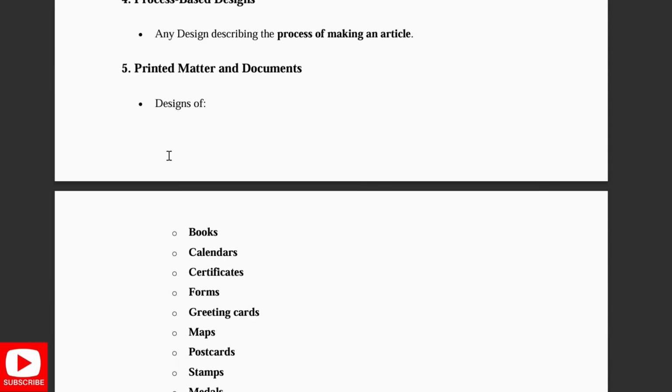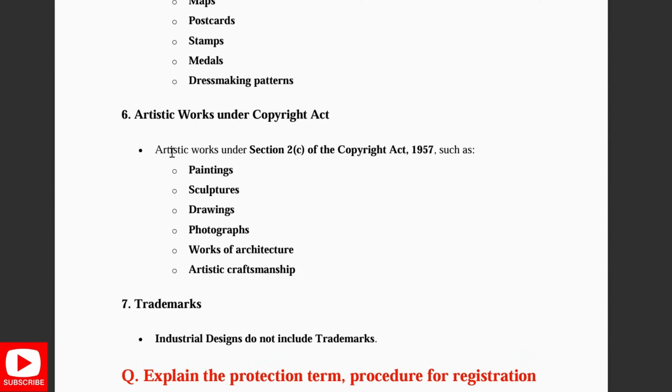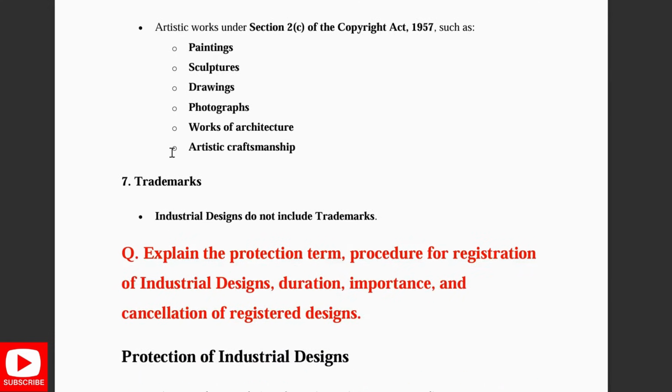Printed matter or documents like books, calendars, certificates, forms, and maps cannot be used. Artistic works under the Copyright Act, such as paintings, sculptures, drawings, photographs, and works of architecture, are also excluded. Then trademarks. Industrial designs do not include trademarks.